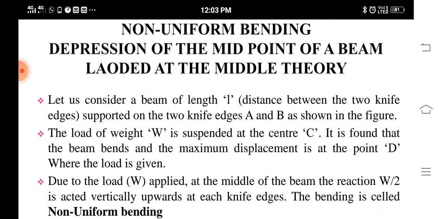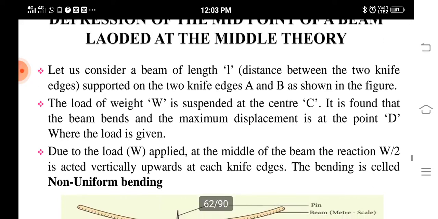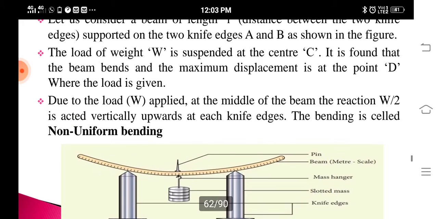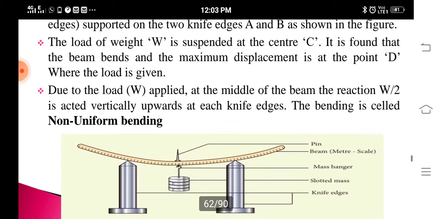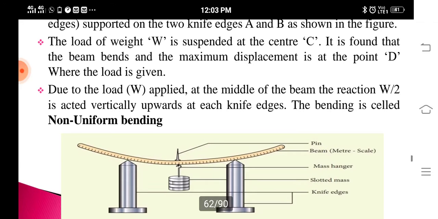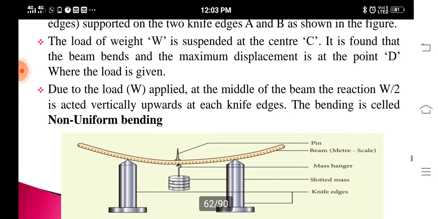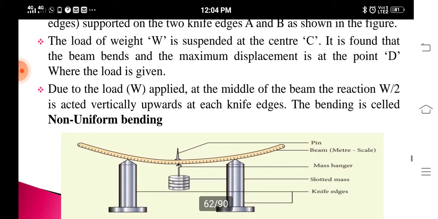Let us consider a beam of length L supported on two knife edges A and B as shown in the figure. The load of weight W is suspended at the center C. It is found that the beam bends and the maximum displacement is at the point D where the load is given. Due to the load applied at the middle of the beam, the reaction W by 2 acts vertically upwards at each knife edge. This bending is called non-uniform bending.